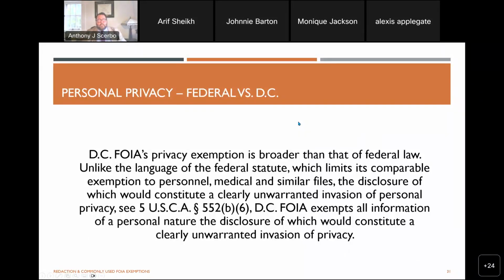Talking again about federal versus DC. In terms of the privacy exemption, DC FOIA's exemption is much broader than that of the federal FOIA. Unlike the language in federal, which limits its comparable exemption to personnel, medical, and similar files, in DC, all information of a personal nature, the disclosure of which would constitute a clearly unwarranted invasion of privacy, is covered.